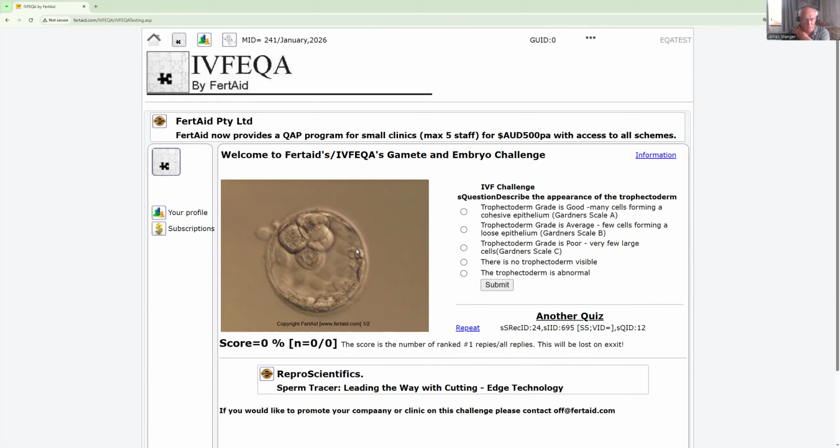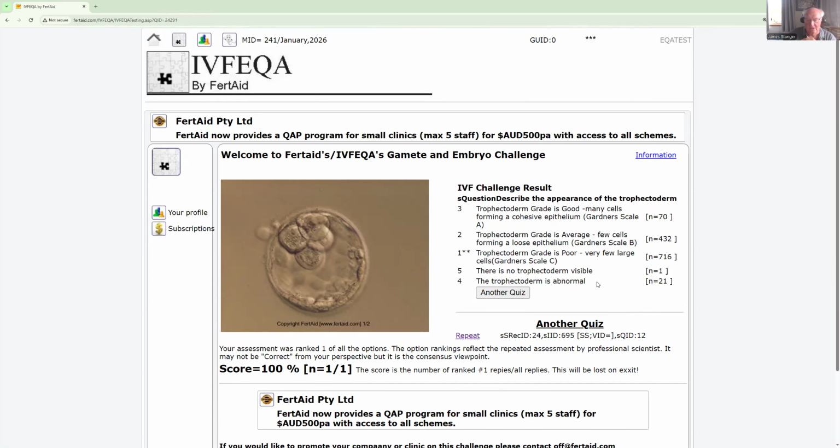And what I've done here is taken one question, and the question is, describe the appearance of the trophectoderm around here. And then you're asked, this is using Gardner scale, is there many cells forming cohesive epithelium, a few cells that's very poor, no trophectoderm abnormal, and I think the answer would be this one here. That's what I would say. So you click on that, and the answer you can see is that I agree with everybody else.